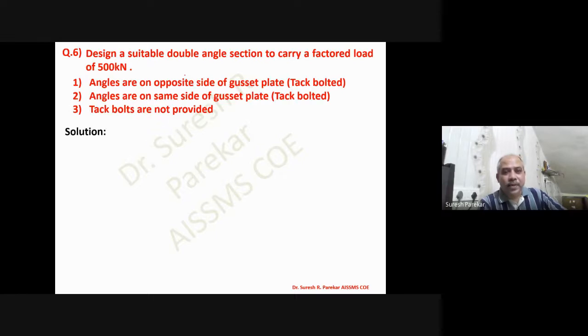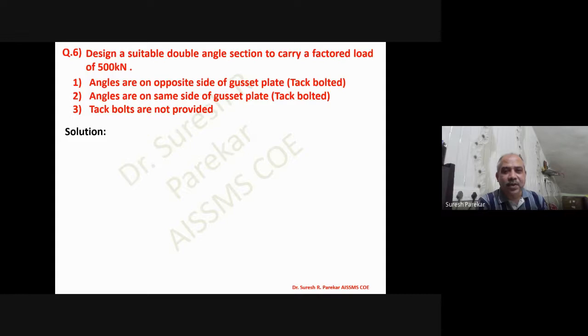Now we have two design problems. In the first we have 500 kilonewton double angle, and 3 cases we have considered: opposite side of gusset plate, same side of gusset plate, and tag bolts not provided. So in the case of IS 800 2007, we do not have any effect. Only in opposite side of gusset plate, if we require 5 bolts, then in case of same side of gusset plate it becomes nearly double.